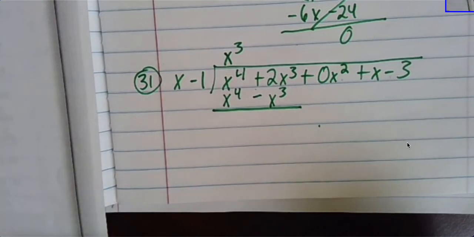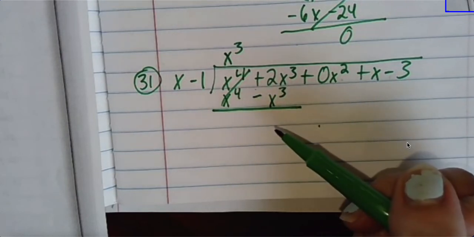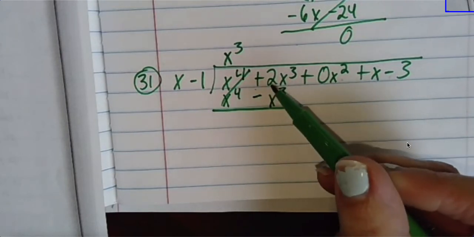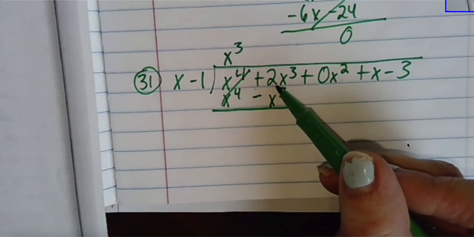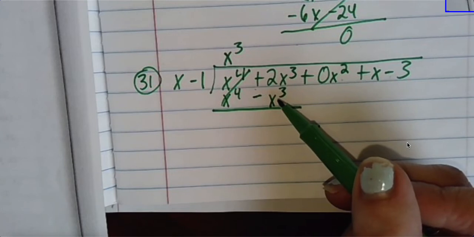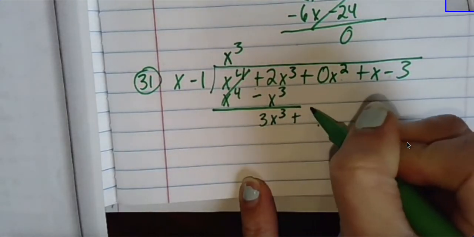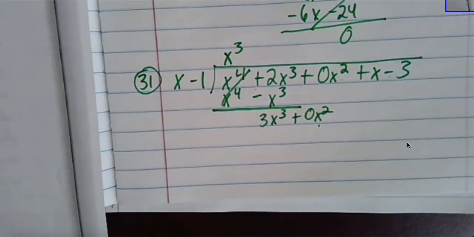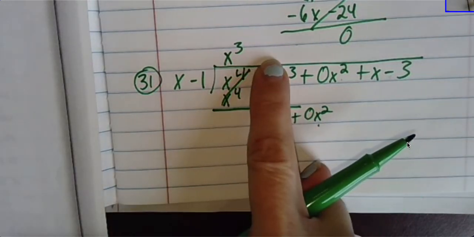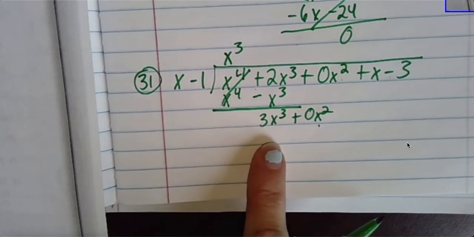Now, that's where I started subtracting, and I got 2 minus negative 1. Where do you get the 1x cubed? It's right here. 2 minus a negative 1. What is 2 minus negative 1? 3. So we have 3x to the third. That's where I goofed. I thought I had a remainder of 1, but I didn't. 3x to the third.